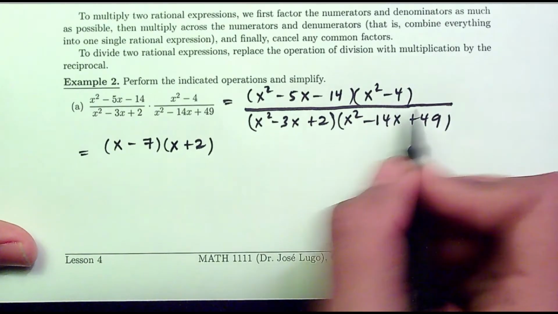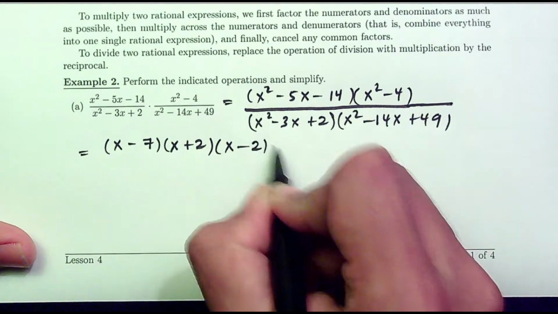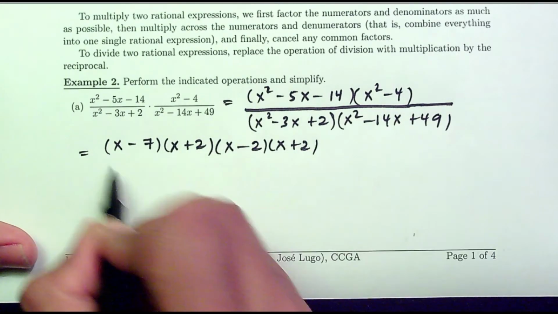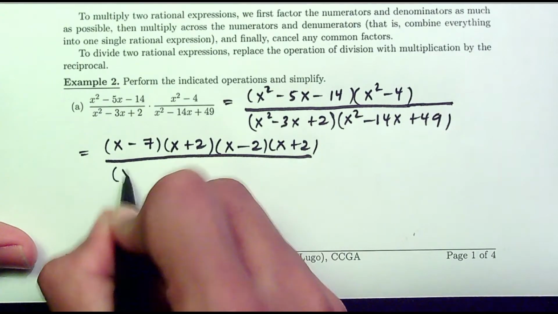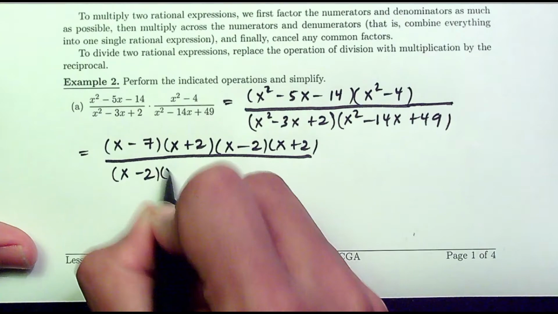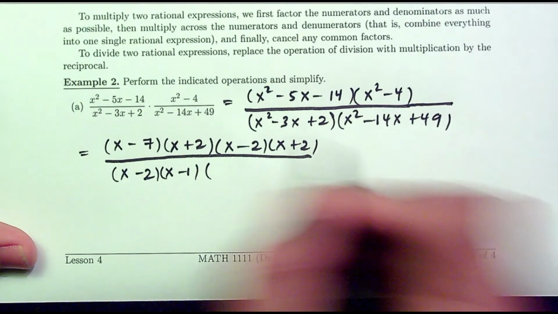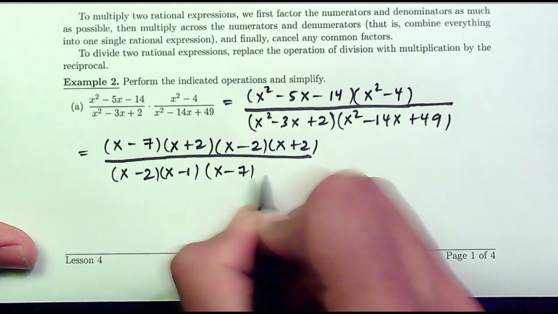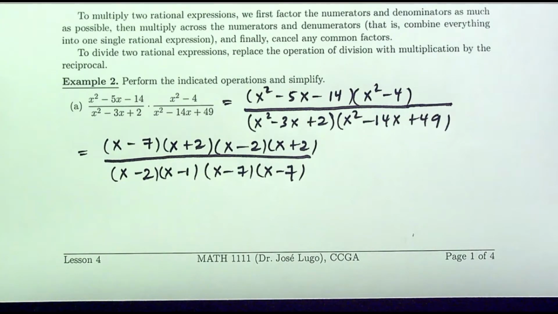Then the next one is the difference of squares. That factors as x minus 2, x plus 2. And in the bottom, that factors as x minus 2, x minus 1. And then the next one factors as x minus 7, x minus 7.